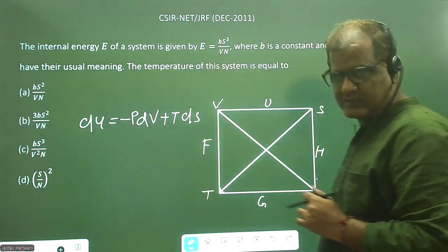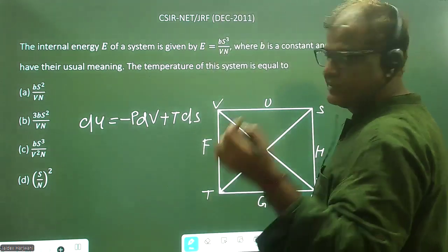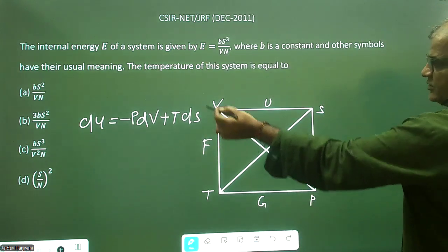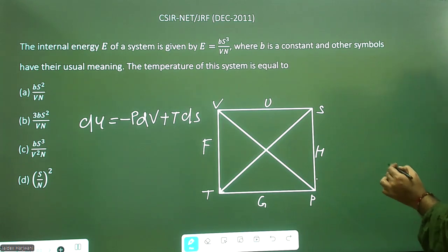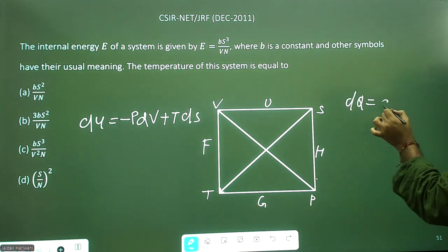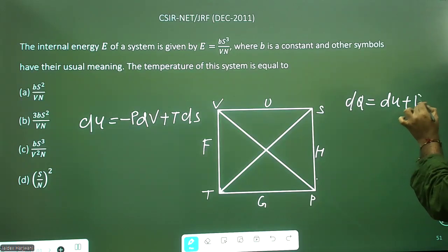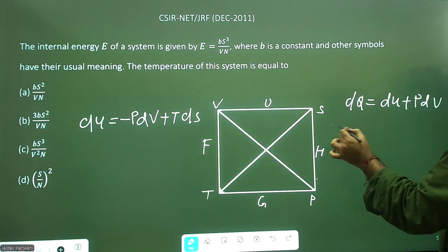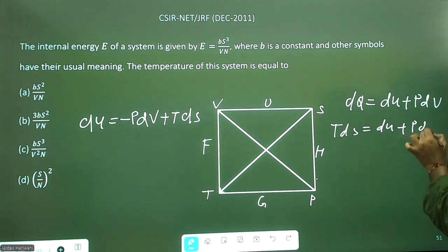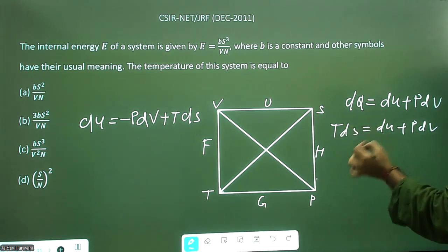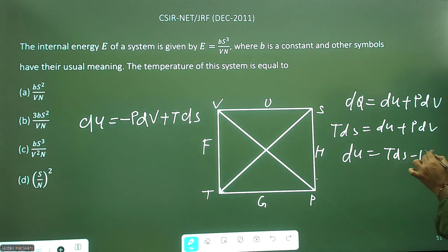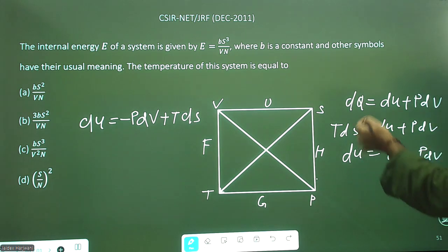So this is the expression for dU when you write it in terms of its natural variables V and S. Here N is of course constant, otherwise you can involve the S, N also. This expression can also be written if I know the first law of thermodynamics: dQ is dU plus PdV, and this will be simply TdS equals dU plus PdV. And from the second law, you can write dU equals TdS minus PdV. So here it is easy.